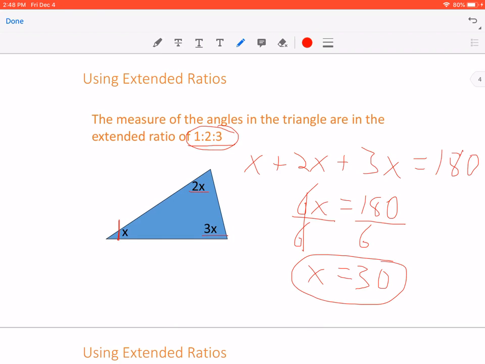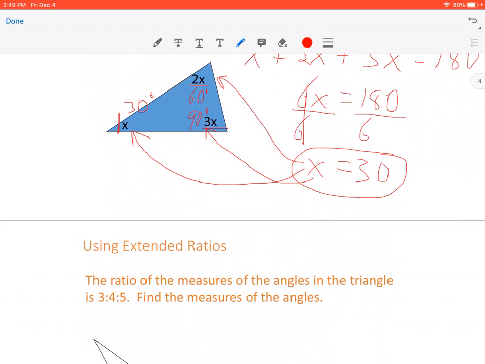But the question asks for the angle measures, so we need to go back and find the angles. Plug this back in. This angle here, if it's x, is 30 degrees. This angle here is 2 times x, so 2 times 30 is 60 degrees. And this angle here is 3 times 30, so it's 90 degrees. So this was actually a 30, 60, 90 triangle. Now, you don't have to draw the triangle if you don't want to. These problems are always exactly the same.